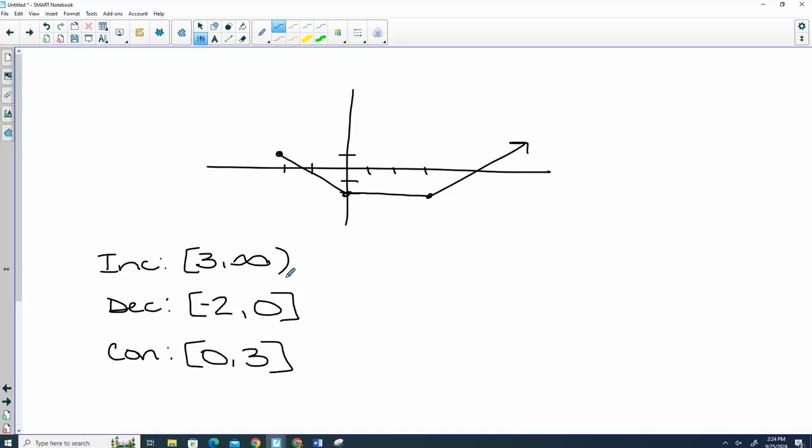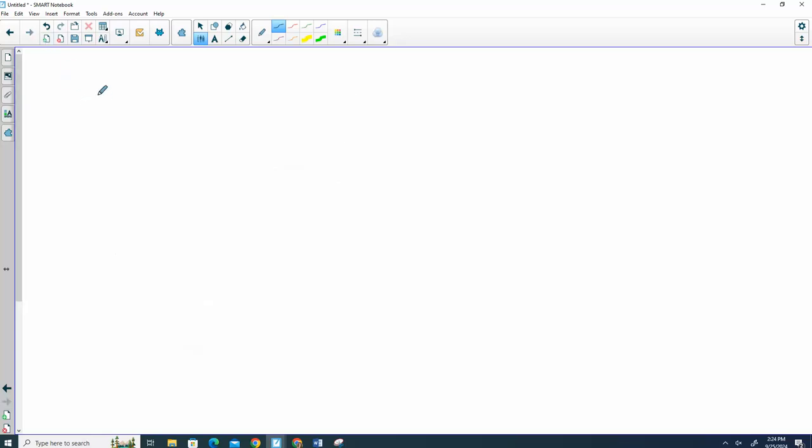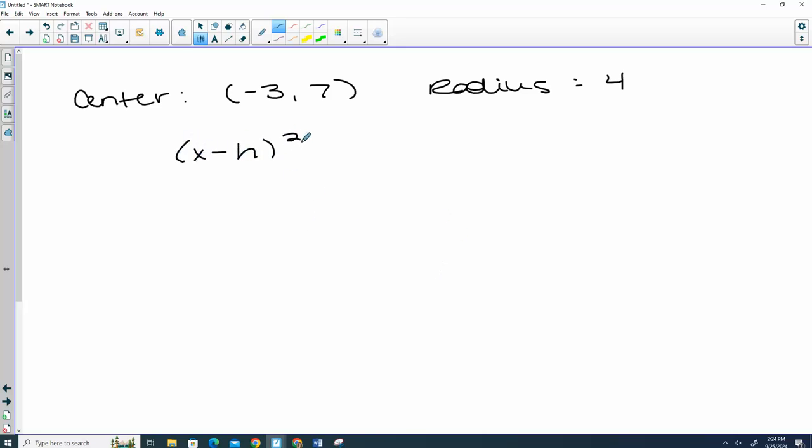The other thing we talked about was circles, like when we had that x squared and the y squared. So if I said, write the equation of a circle with a center -3, 7 and a radius of 4. What was the equation of a circle? x minus h squared plus y minus k squared equals r squared.